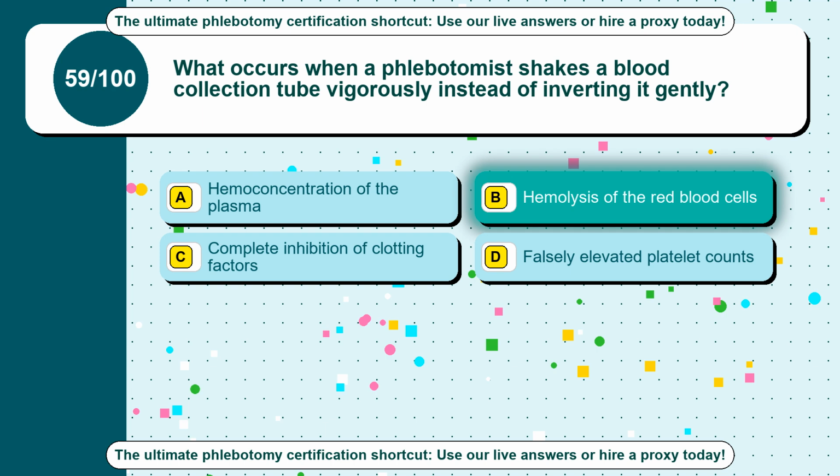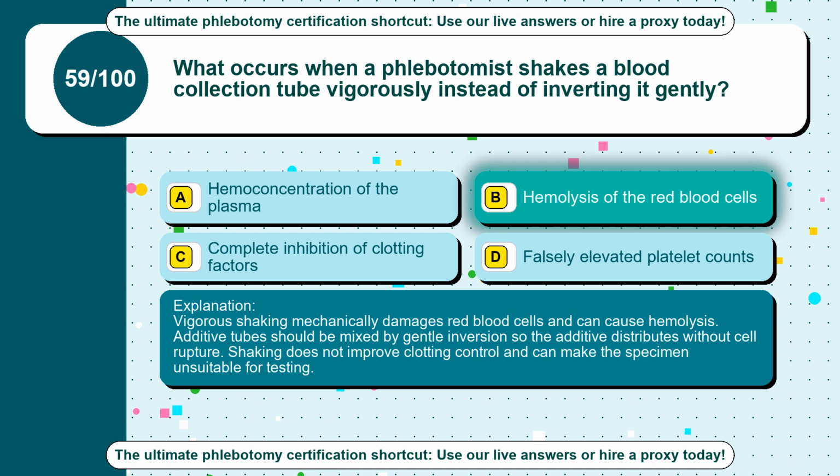Hemolysis of the red blood cells. Vigorous shaking mechanically damages red blood cells and can cause hemolysis. Additive tubes should be mixed by gentle inversions so the additive distributes without cell rupture. Shaking does not improve clotting control and can make the specimen unsuitable for testing.